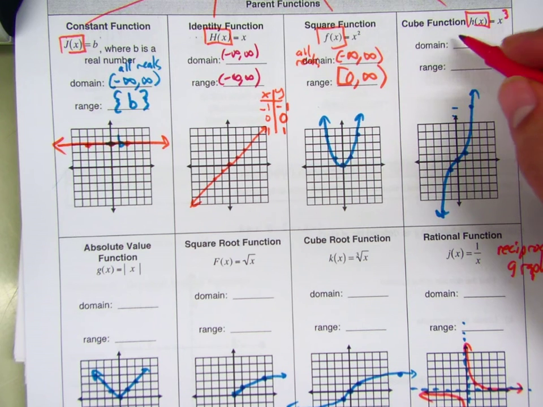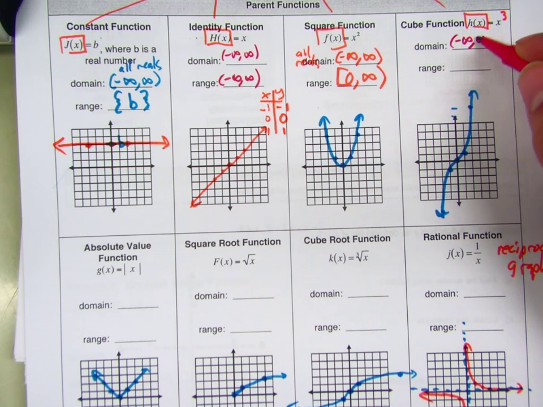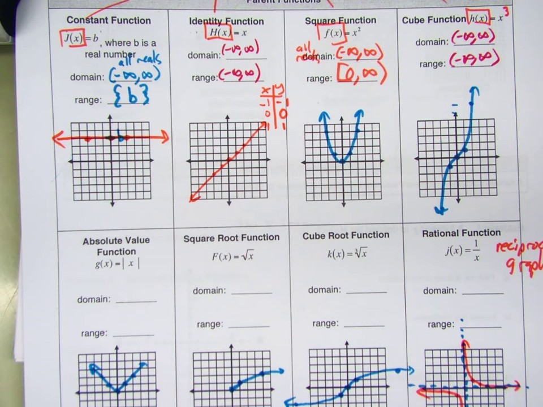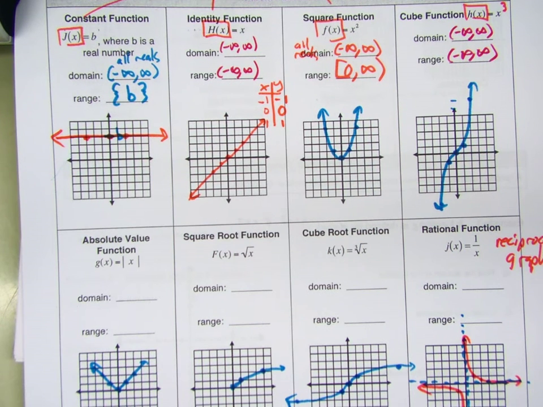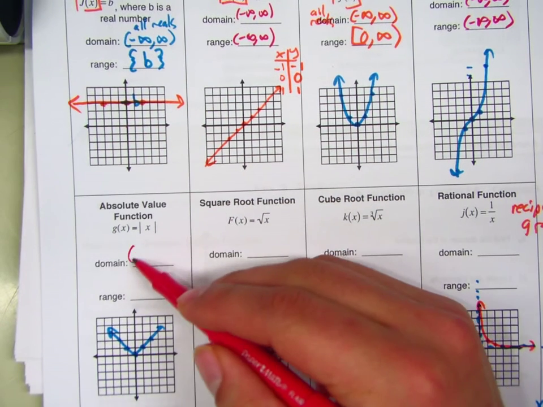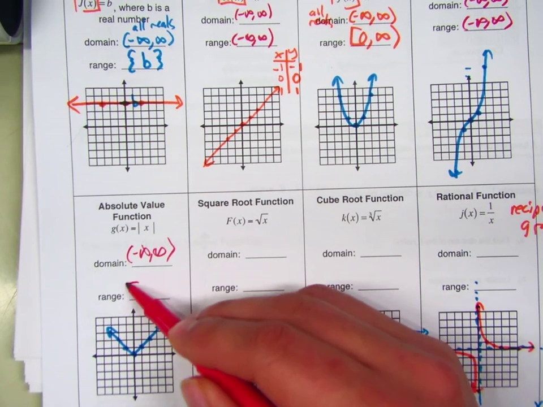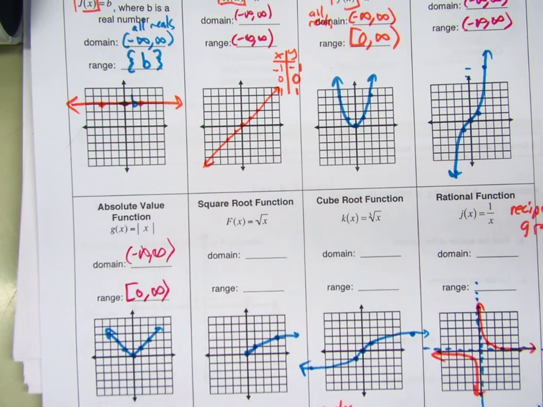Same thing with the cubic graph. The absolute value graph is very similar to the parabola. They almost look the same, except that the parabola starts to smooth out, right? So the domain is also all real numbers, but the range is 0 to infinity.